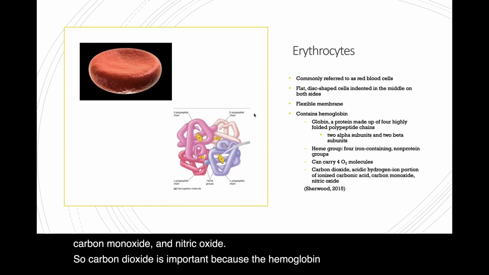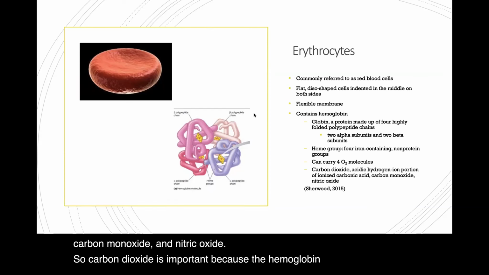The acid hydrogen ion portion of the ionized carbonic acid is generated at the tissue level from the carbon dioxide. So hemoglobin buffers this acid so that it's not going to be altering the pH of the blood. So it helps maintain that pH value that is needed in the blood.